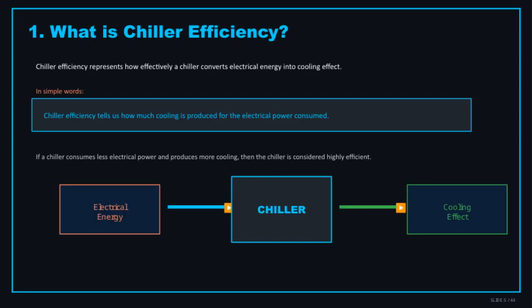Let's talk about chiller efficiency, what it really means and why it matters. Simply put, a chiller is more efficient when it uses less electrical energy but delivers more cooling power. So, chiller efficiency measures how well a chiller turns electricity into cooling effect. It's a key way to understand performance. The higher the efficiency, the smarter the energy use. This concept sets the stage for everything we'll explore next.